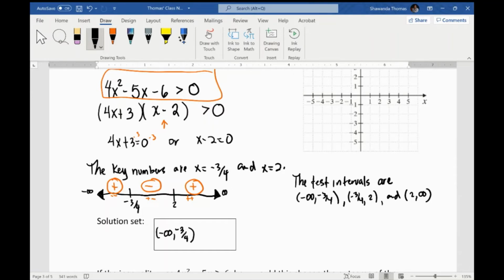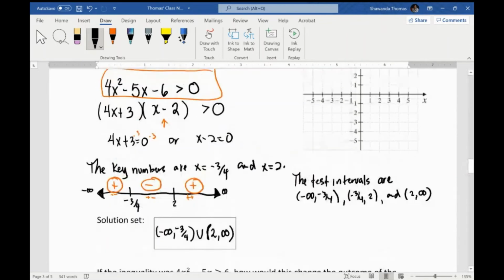All right. Union. What else? 2 to infinity. And again, 2 gets a parenthesis there because it doesn't say equal to, and 2 would make it equal 0. Any questions about that one?